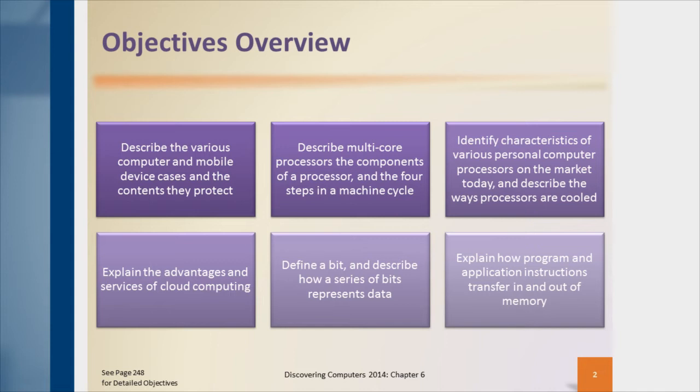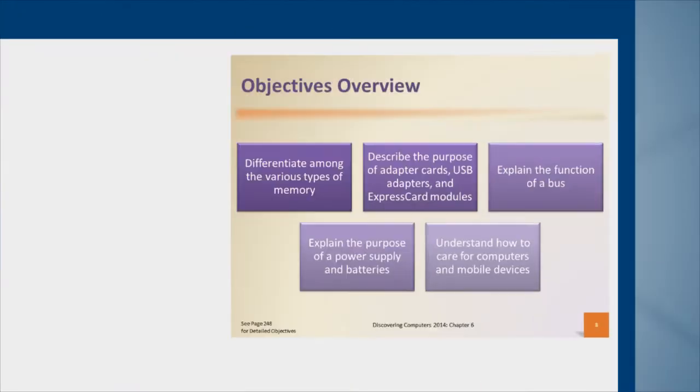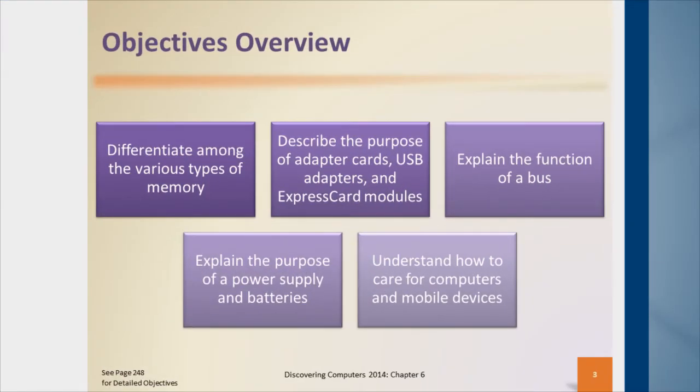We'll talk about advantages of services of cloud computing. There's several different types of services that are provided via the cloud, and we're going to talk about some of those. We'll talk about bits and bytes and how those are used to represent data or represent information, that the computer uses those to represent information that we can interpret. We'll talk about how programs and application instructions transfer in and out of memory. We'll differentiate among the various types of memory.